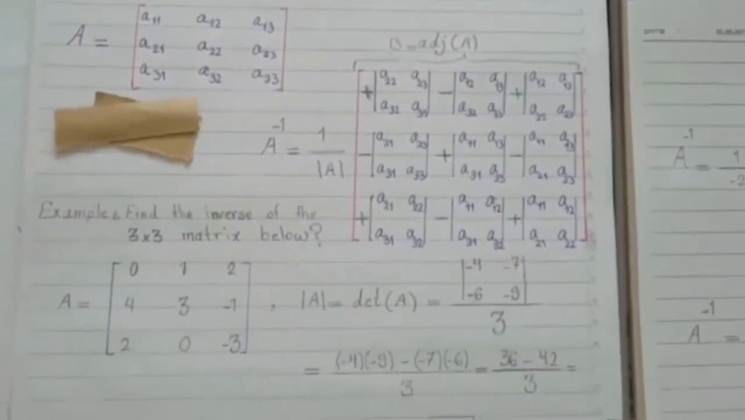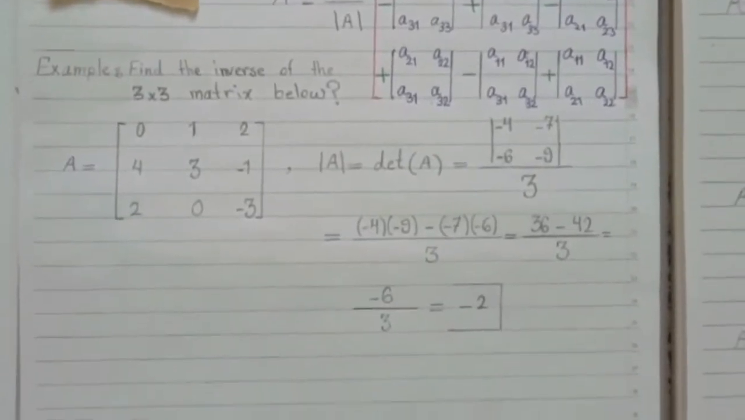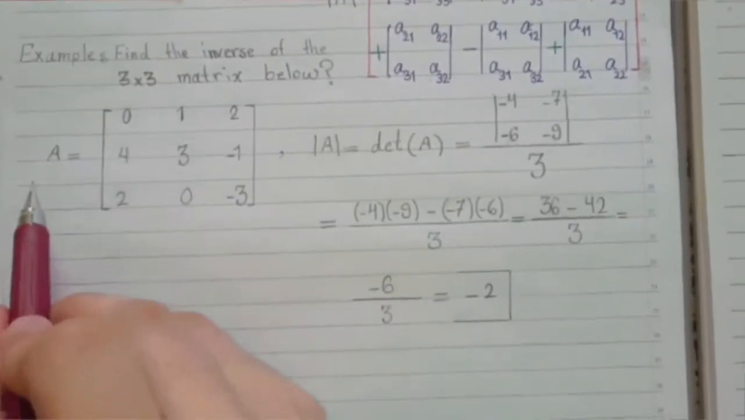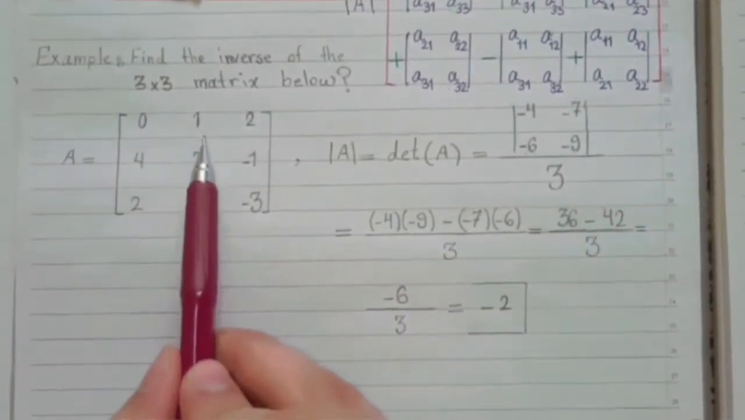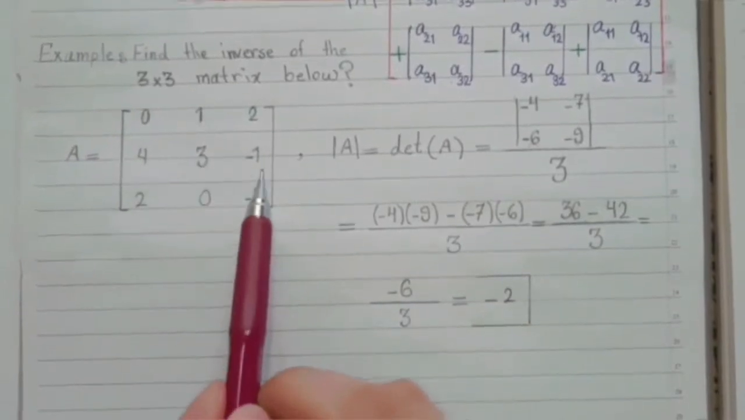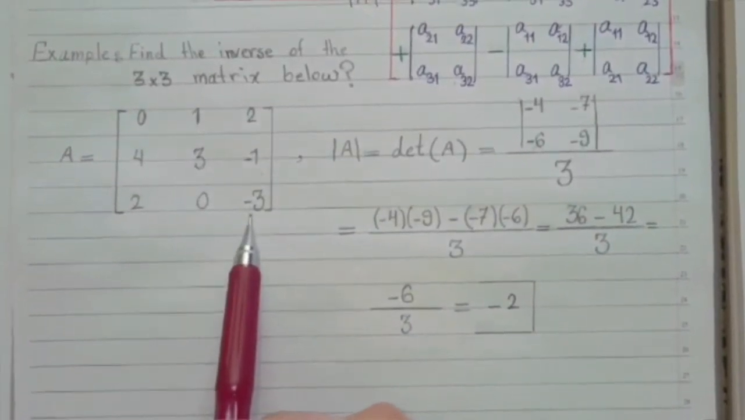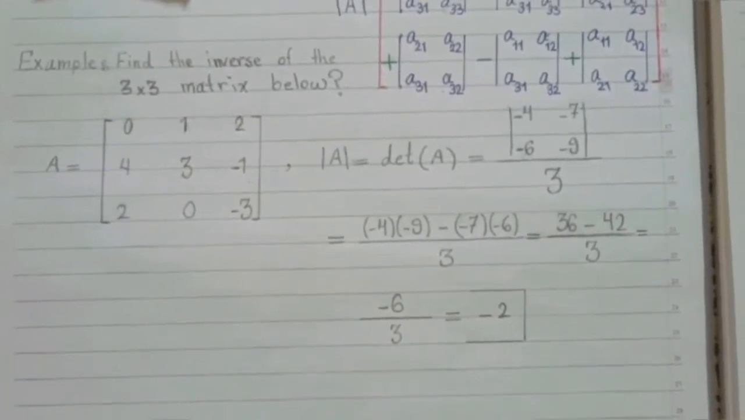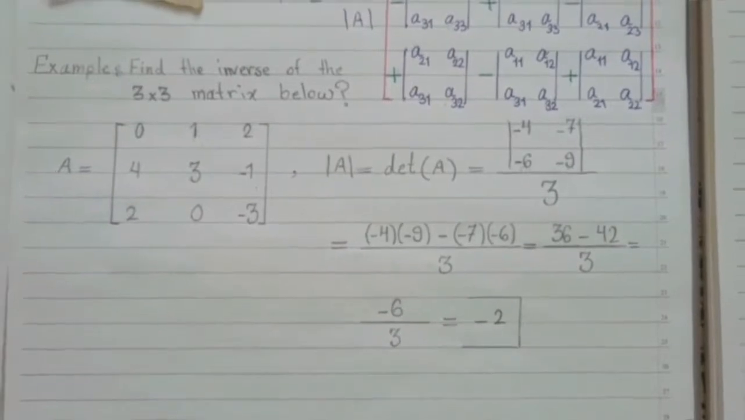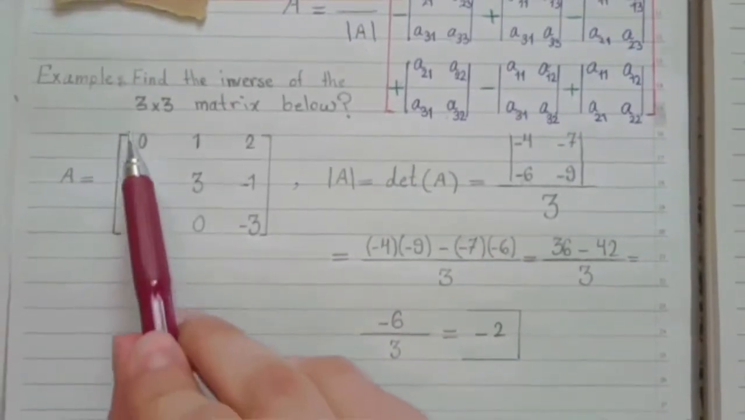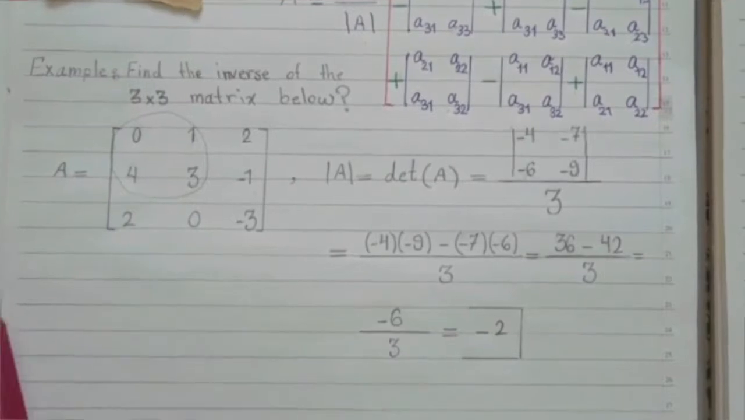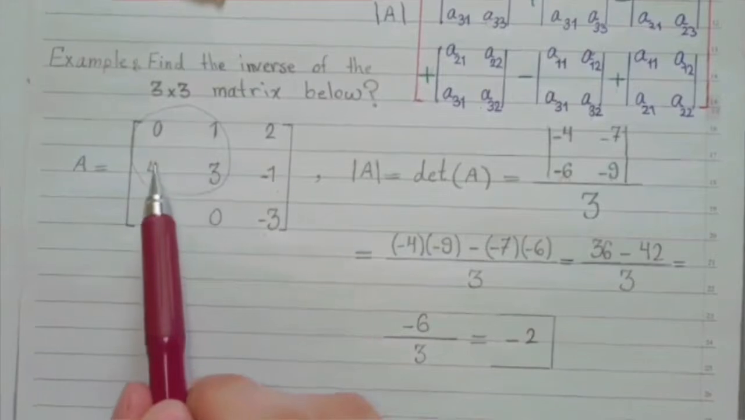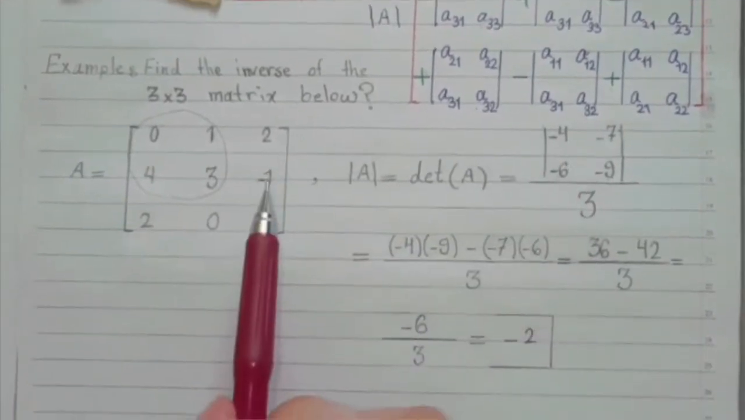Okay. And here is an example. Find the inverse of the 3 by 3 matrix below. We have a matrix A with these following elements: 0, 1, 2, 4, 3, negative 1, 2, 0, and negative 3. First, in the first step, we need to find the determinant of this matrix, and I'm going to use the quick method, okay? So we find the determinant of this part of our matrix, which is 3 times 0 minus 1 times 4, which is negative 4 here.